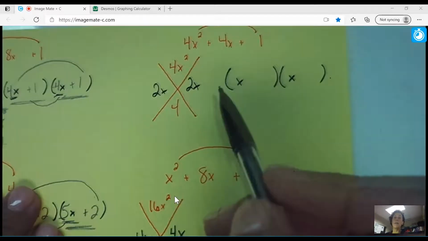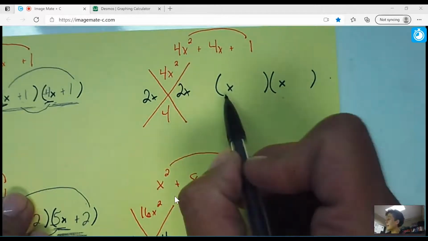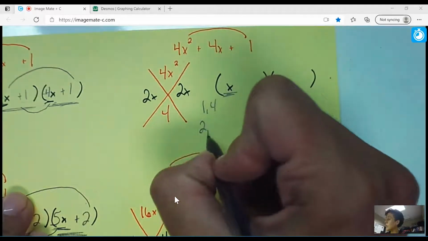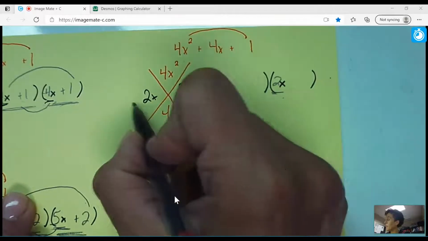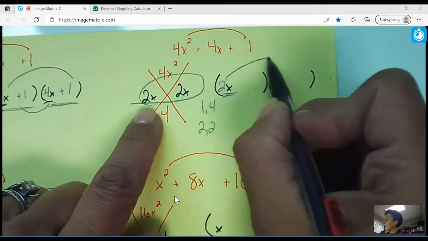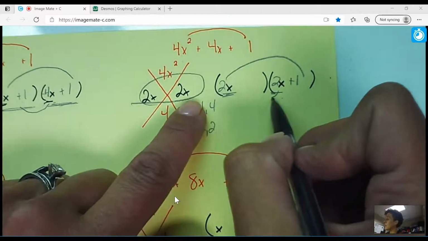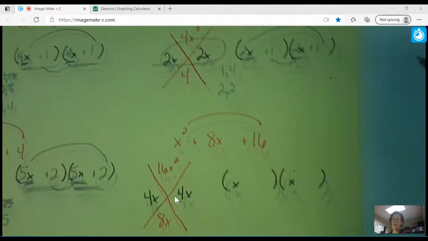So now when I'm trying to figure out what times what is going to give me 4, because the x and the x make the x squared, 1 and 4 or 2 and 2, we will be picking the same numbers. And now, making the face, 2 times a positive 1 can make this, and 2 times another positive 1 can make this. And then the same thing would happen here.